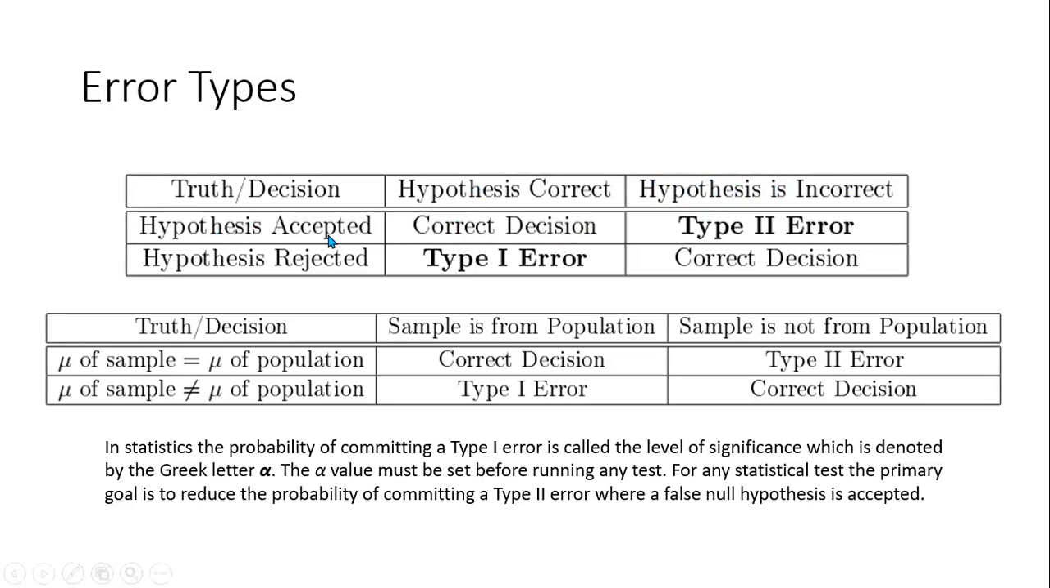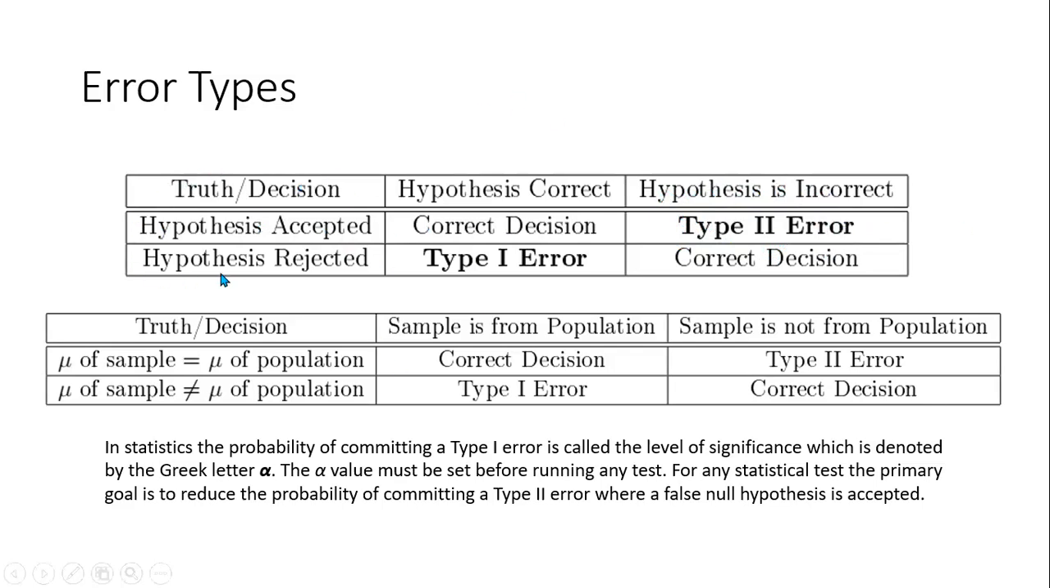But whatever null hypothesis you have proposed, you have accepted that null hypothesis, but in reality, that null hypothesis is incorrect. Then you do a type 2 error. Now, what does that mean? That means you have accepted a false idea. So that is called a type 2 error.